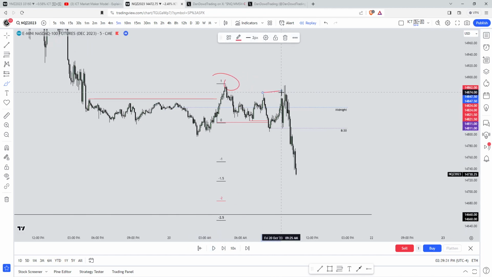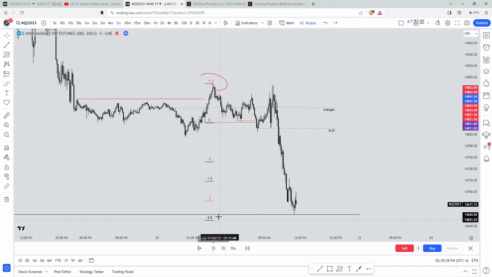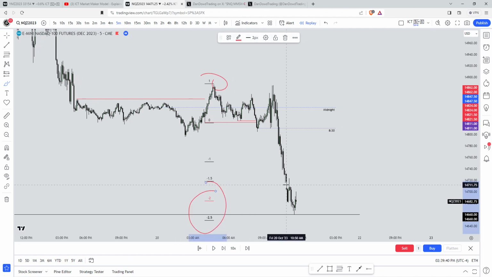It does a deep run on internal liquidity, does not take out high of the day, just misses it by like a few points, and then starts to expand for the -2 standard deviation. This is how you could utilize the power of 3 concept in a market maker sell model. So that's going to be it for this one.